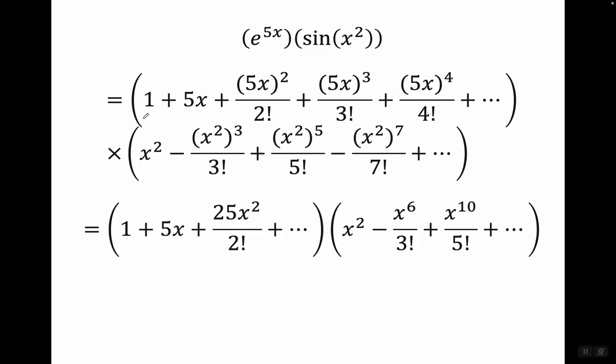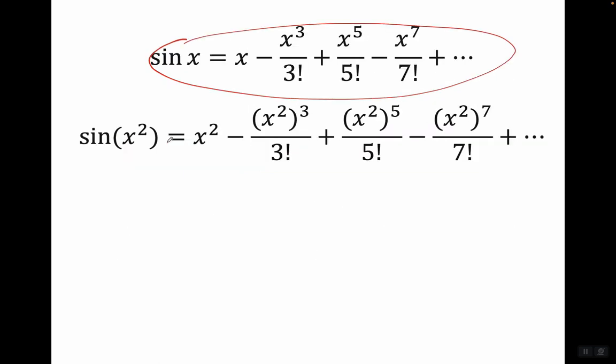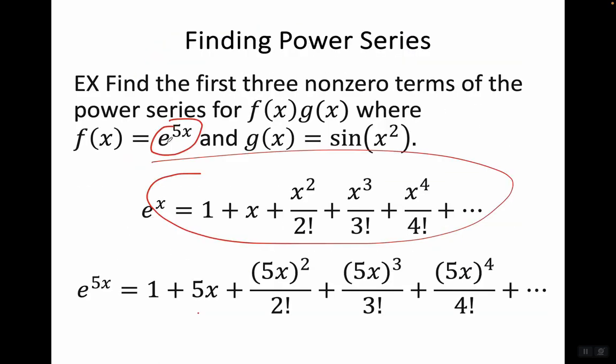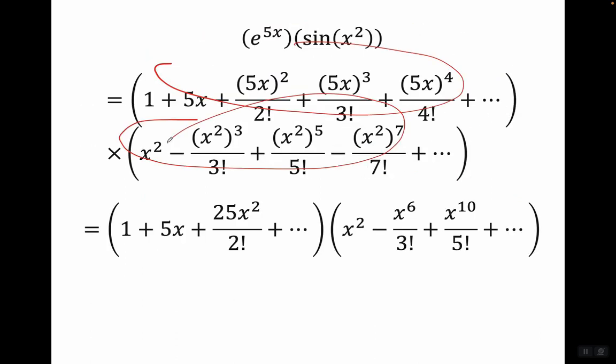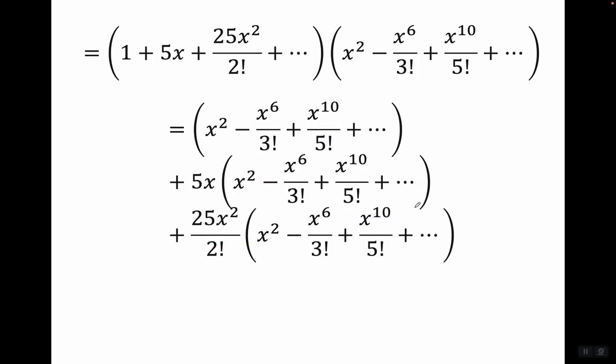So when you multiply them together, this is what you end up with. Okay, you multiply this times this. Boy, that looks like a hairy operation. But really, remember that we wanted just the first 3 non-zero terms of the power series. So really, we just want the first 3 non-zero terms of each of these series. Let's multiply them out. So you take the 1 and you multiply it by each of these, and you just get x squared, minus x to the 6th over 3 factorial plus x to the 10th over 5 factorial.